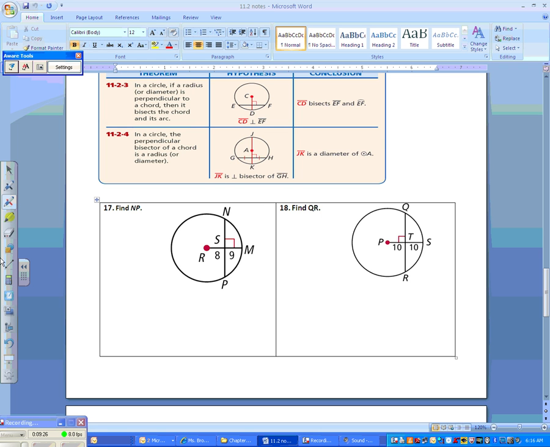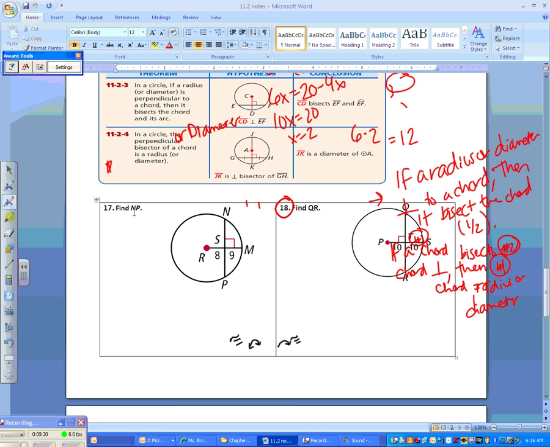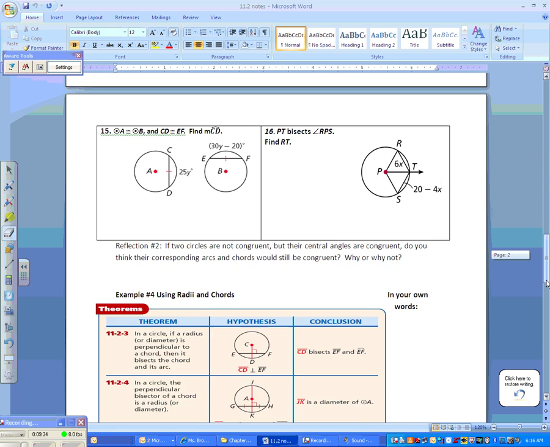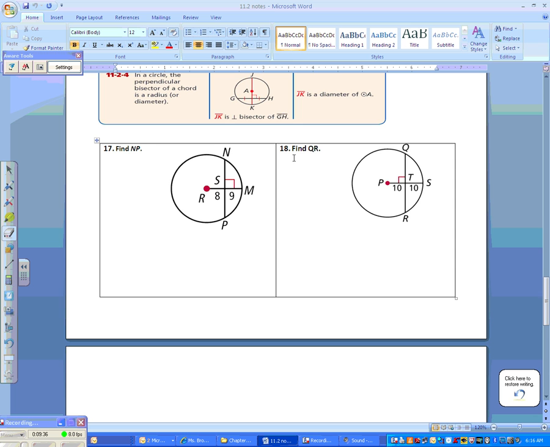Okay, so really quickly, 17 and 18, these are the last two problems. I'm going to do number 17, and you're going to do number 18. Okay, number 17 says find NP. This is a chord. If you look at NP, this is a chord. So just something to take note of.